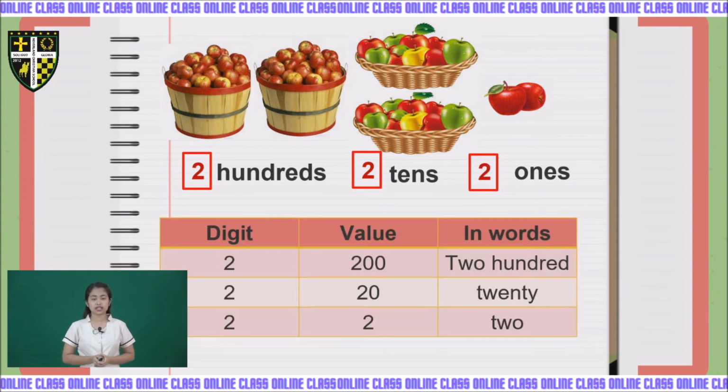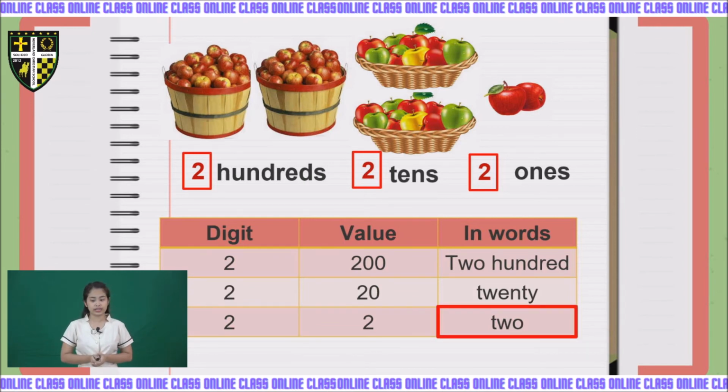So now let us study this table. The first one is in hundreds, so the digit is 2, the value is 200, and in words, we can write it as 200. Next one, in tens, we have the 2 as digit, value is 20, and in words, we can write it as 20. And for the last one, we have the ones, the digit is 2, the value is 2 again, and in words, we can just write it as simply 2.